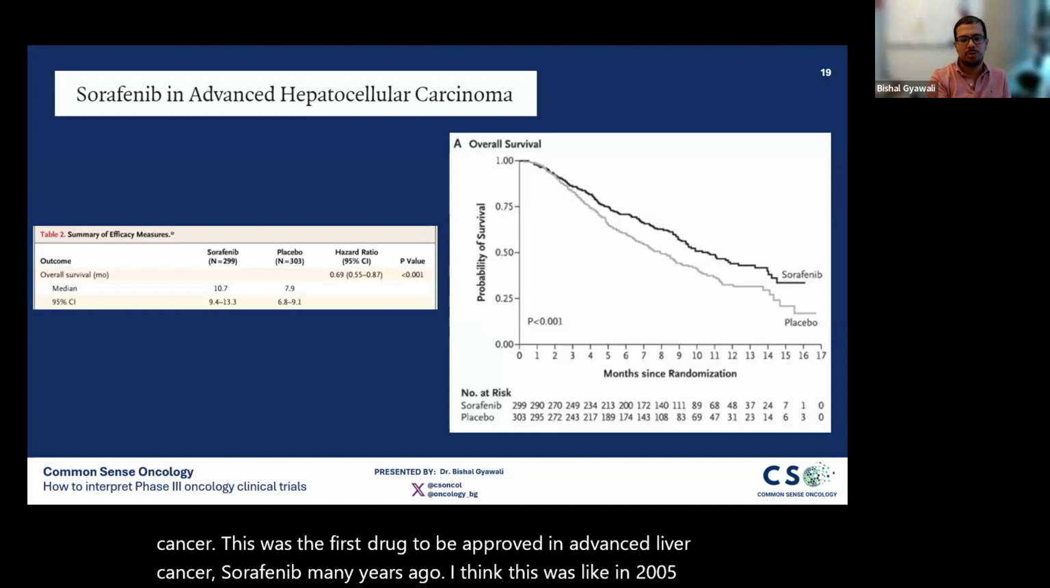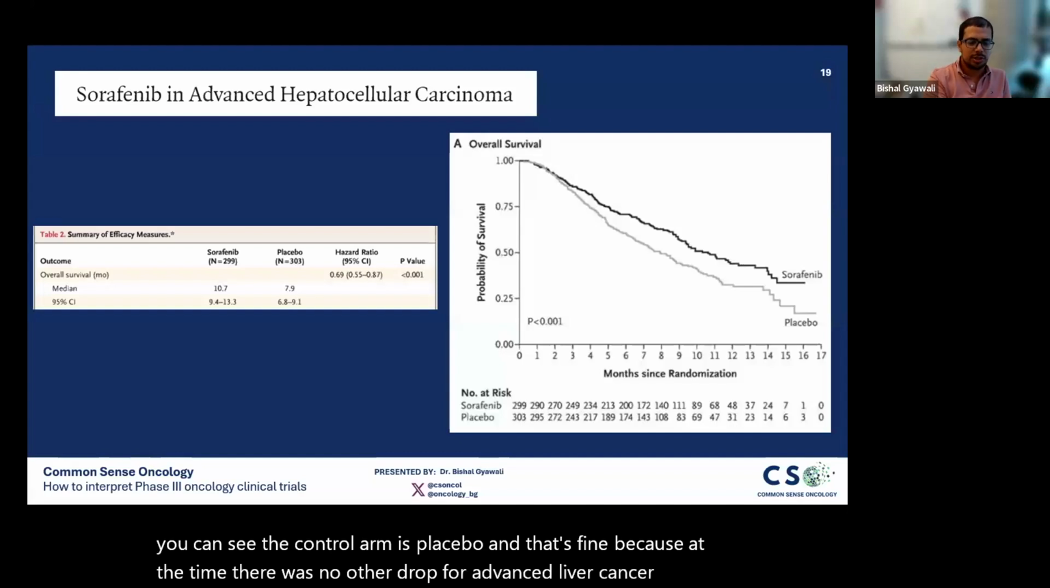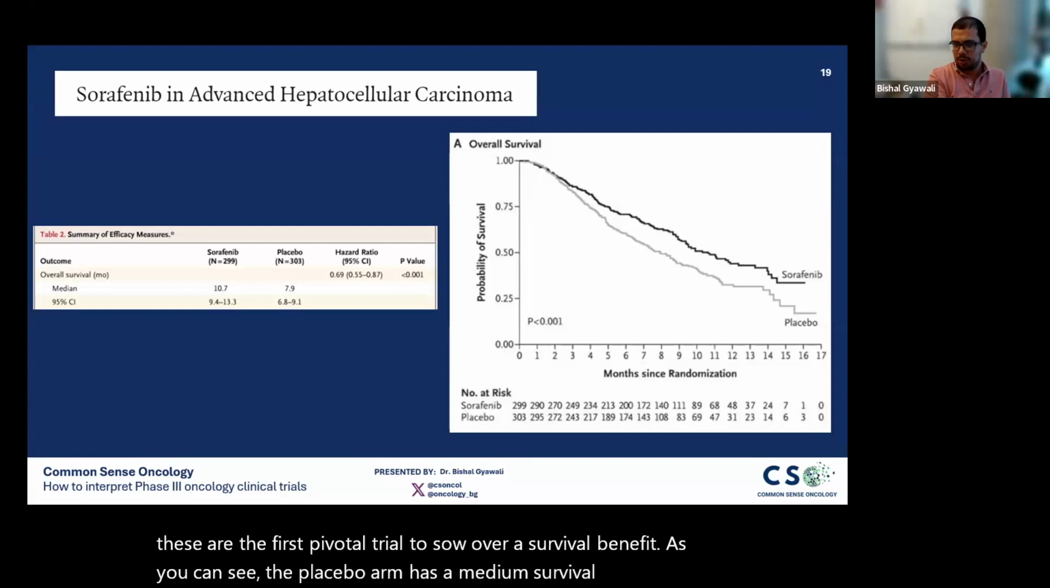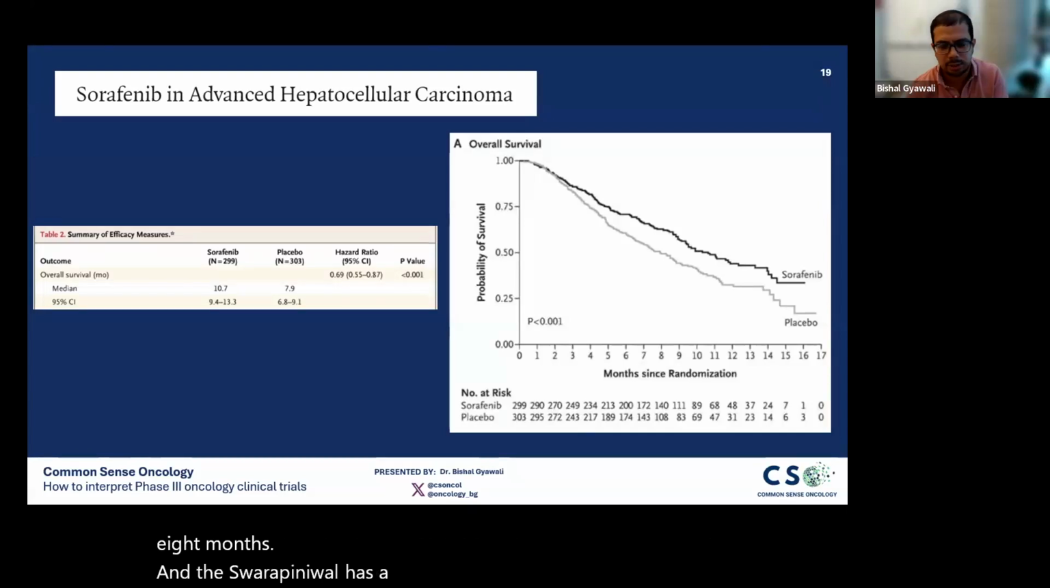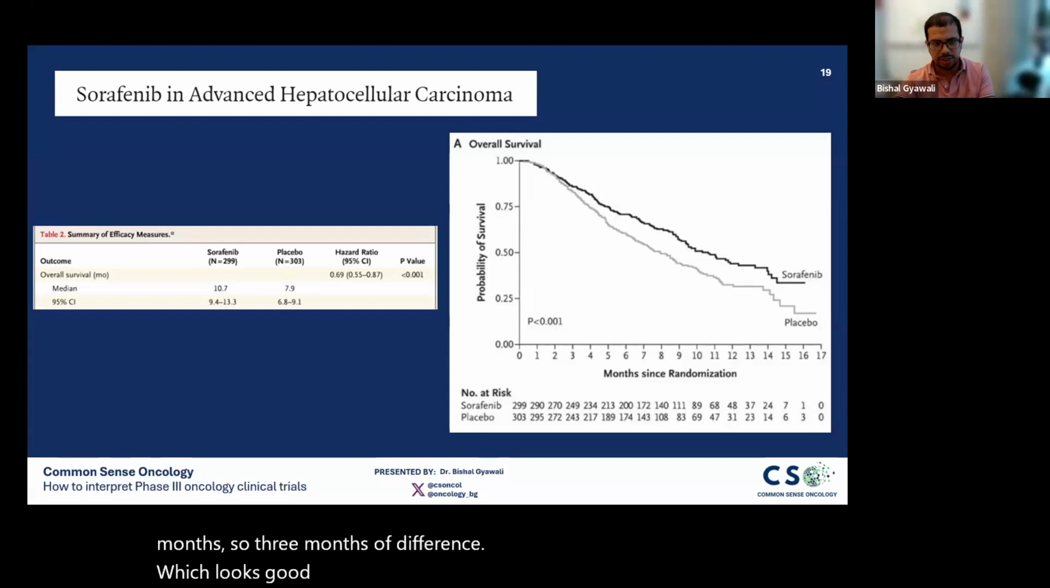As you can see, the control arm is placebo. And that's fine because at the time there was no other drug for advanced liver cancer. And this was the first pivotal trial to show overall survival benefit. As you can see, the placebo arm has a median survival of 7.9, almost 8 months. And the sorafenib arm has a median OS of 10.7, almost 11 months, so 3 months of difference, which looks good for a disease that does not have any other treatment option at the time.